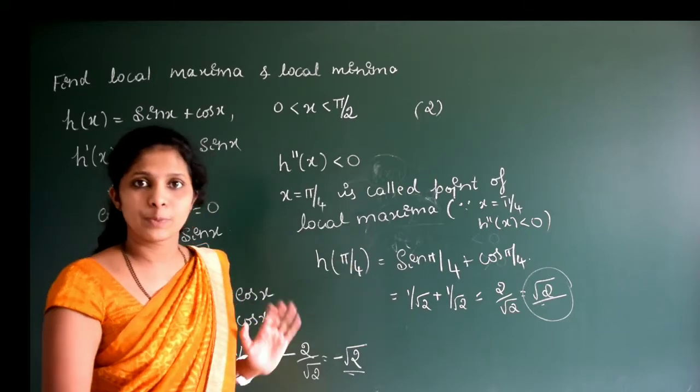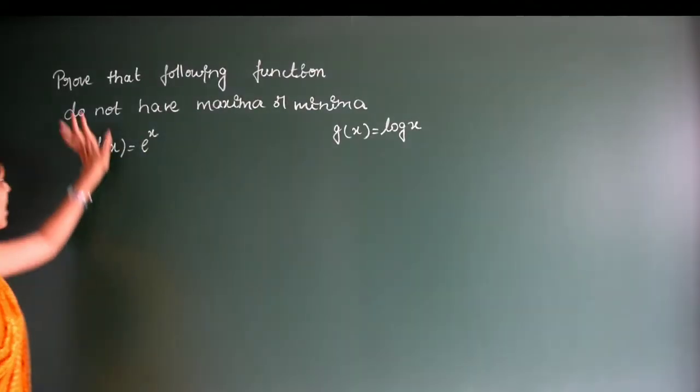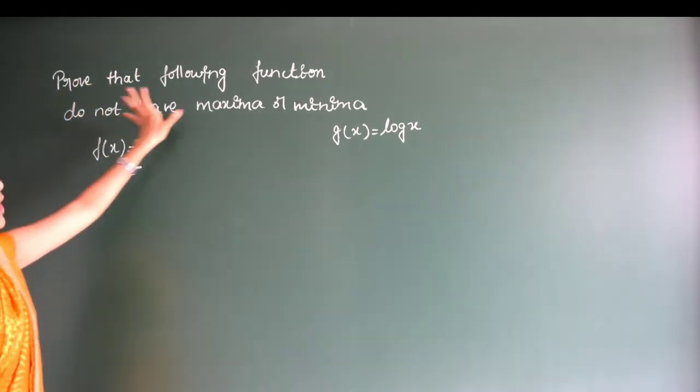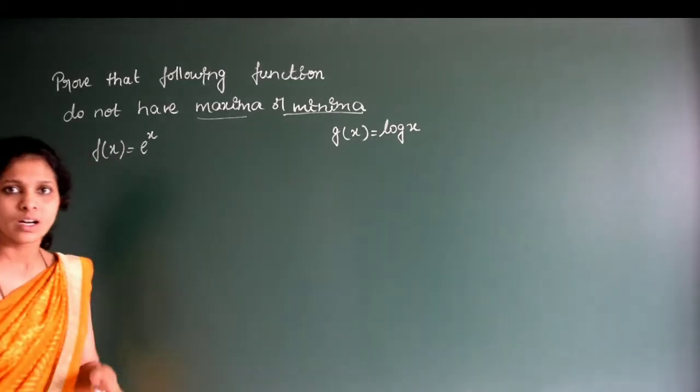Similarly, you solve the remaining problems. Actually, this is not important, we'll just see it once. Prove that the following function does not have a maxima or minimum, or local maxima or local minimum.